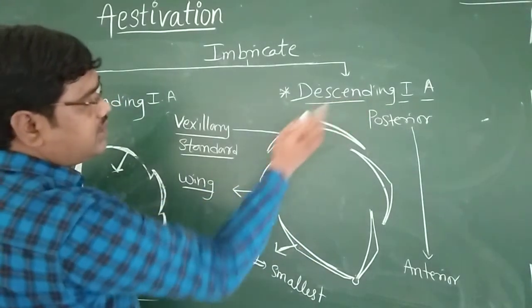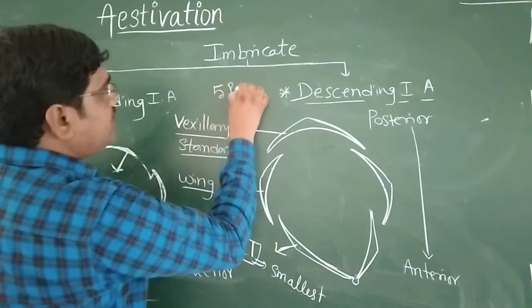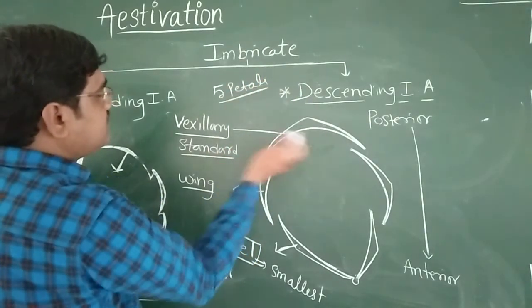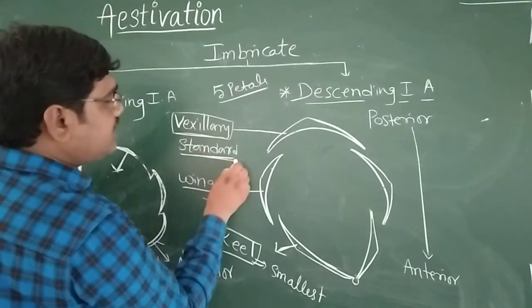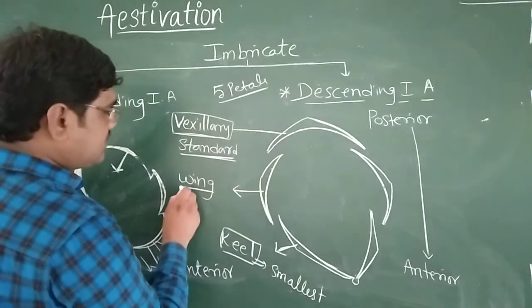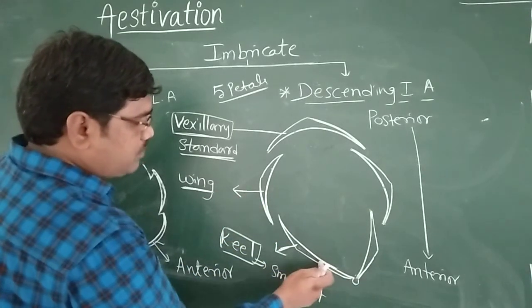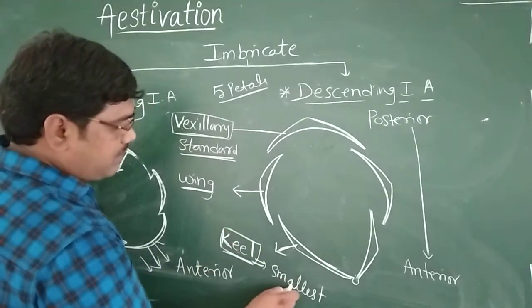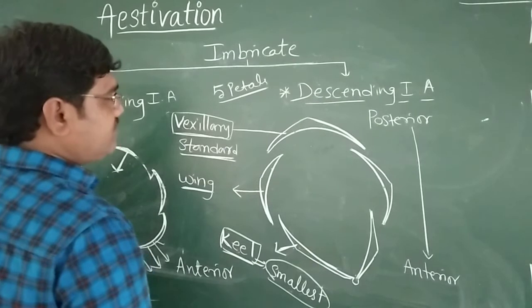So in a descending imbricate aestivation, there are 5 petals. Among the 5 petals, the posterior side petal is the largest petal, called the maxillary petal or standard petal. This standard petal overlaps the next two petals, the wing petals. Next, these two petals overlap these two petals, which are called keel petals. This is the smallest petal in the descending imbricate aestivation.